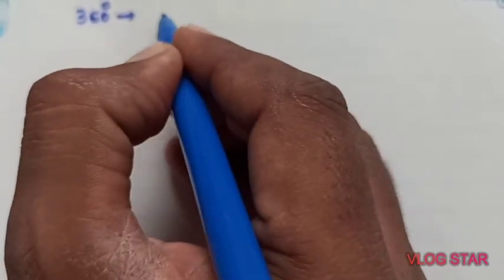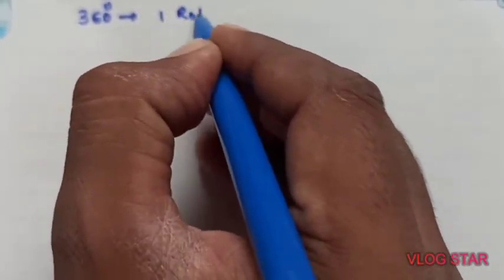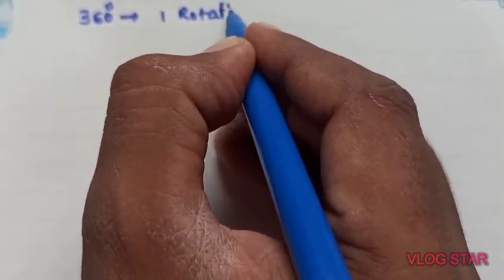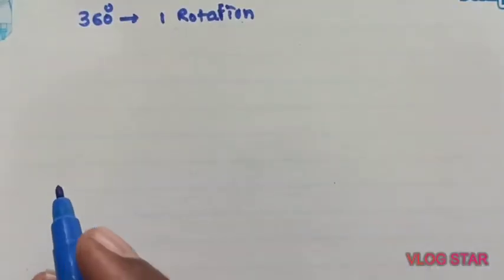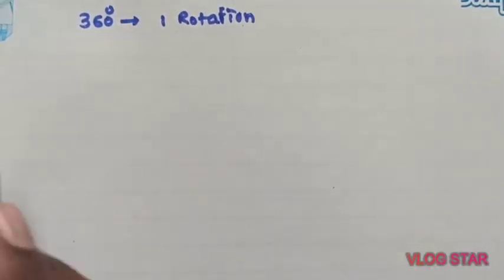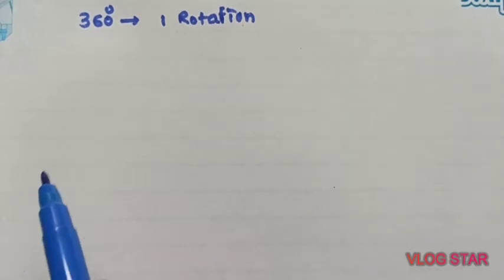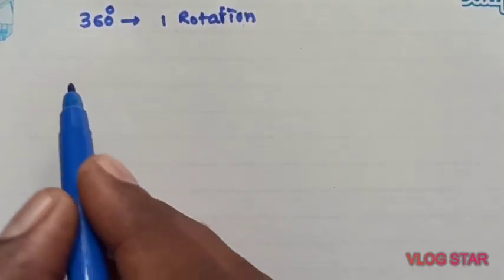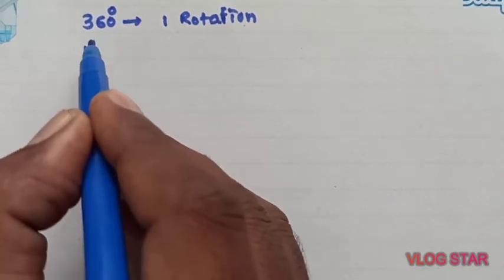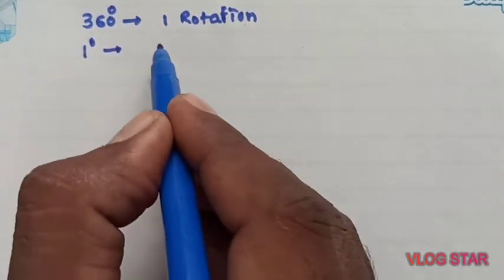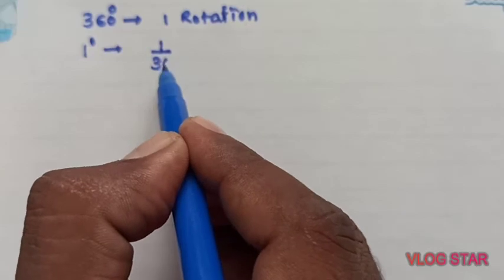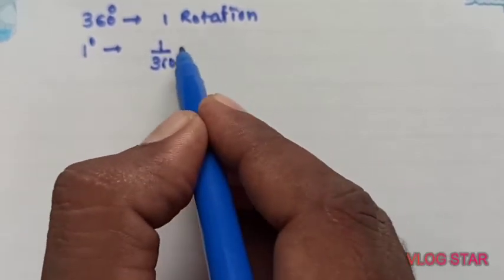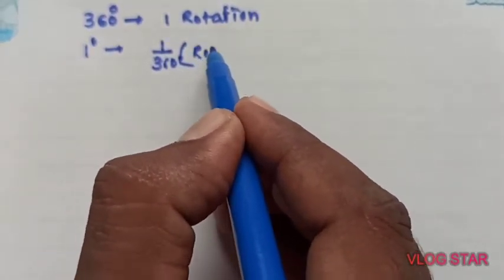Here we have considered 360 degree equivalent to one rotation, isn't it? So your one rotation is equivalent to 360 degree. But I want to find out the value of 1 degree, means how much rotation. So your 1 degree is equivalent to 1 by 360th part of rotation.